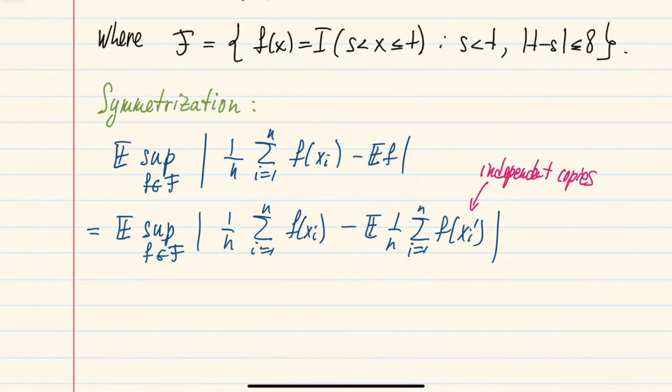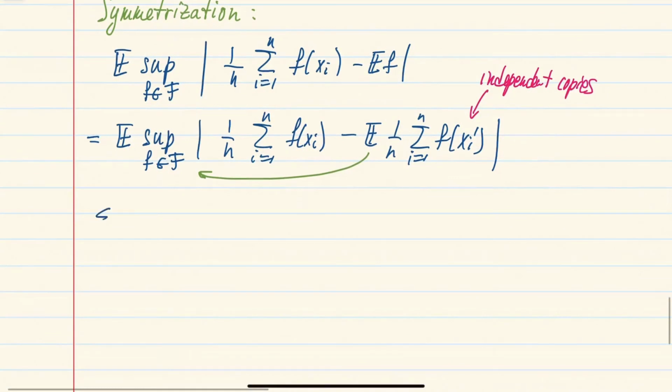Now, once we write it like that, we can actually take this expectation here outside of the supremum or outside of the absolute value first, and then outside of the supremum by Jensen's inequality. And we can write that this is less than or equal to the expectation, where we do not write the expectation inside.